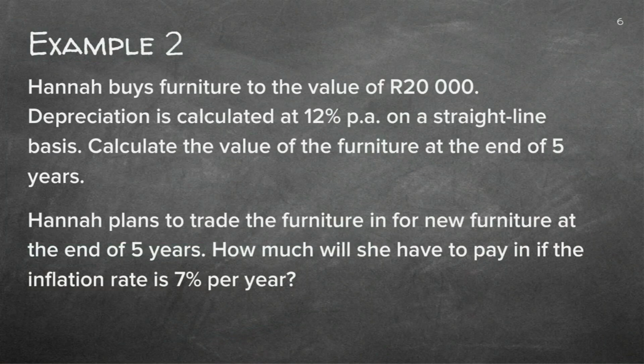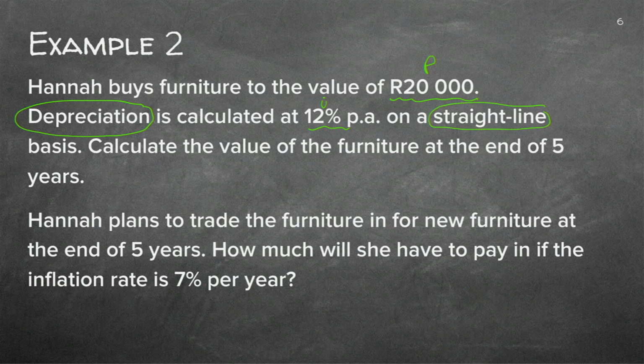Example 2. Hannah buys furniture to the value of 20,000 Rand. When does she do that? Now. P. Depreciation. I'm circling it because immediately I must have the minus in my mind. This is now the minus formula. Is calculated at 12% per annum. That is your I.